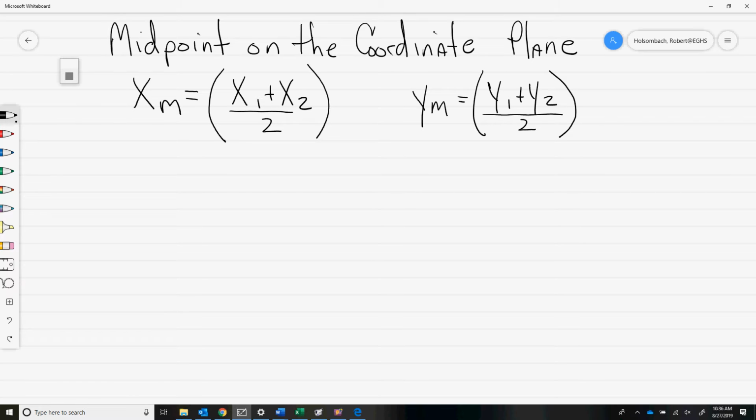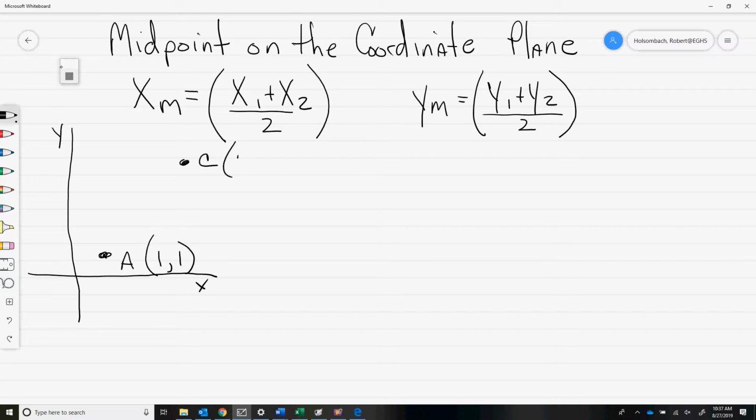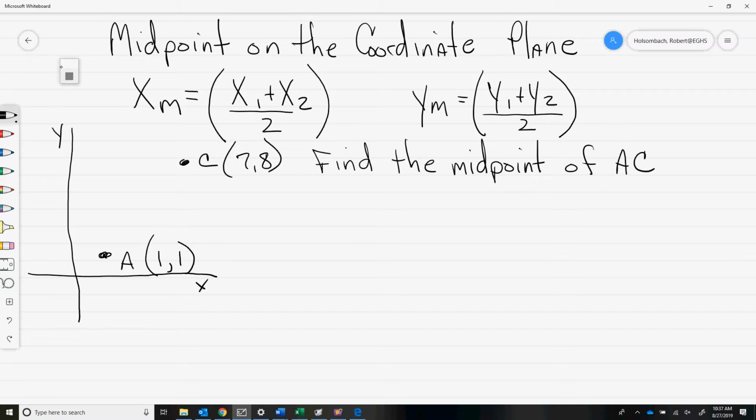So if you're given a segment, or if you're given just 2 points, you've got point A and point B, or let's make it A and C. Point A is at 1, 1, and let's say that C is at 7, 8, and you're asked to find the midpoint of AC. Yes, you just do it twice.